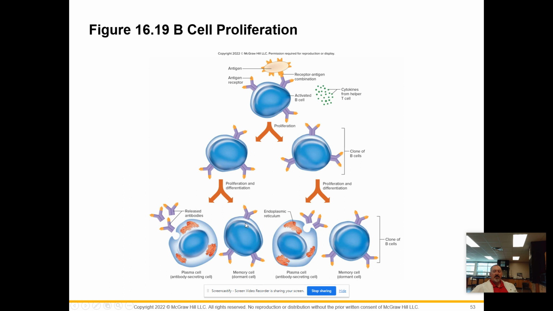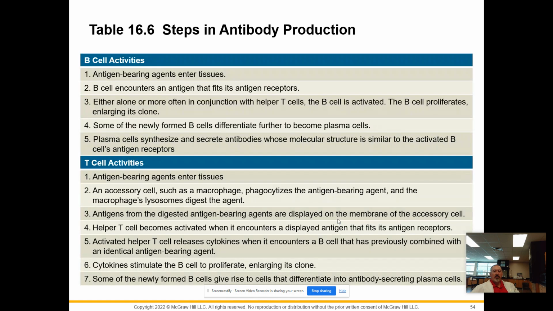Here we have memory cells, and as you would guess, this is long-term storage of how to defeat that. So these are all in the clone of B cells that exist, and it's performing long-term memory of this with those memory cells that are going to remain dormant, along with the humoral response with those B cells.